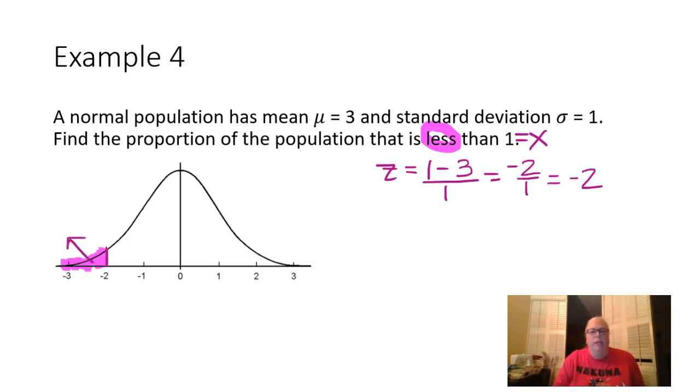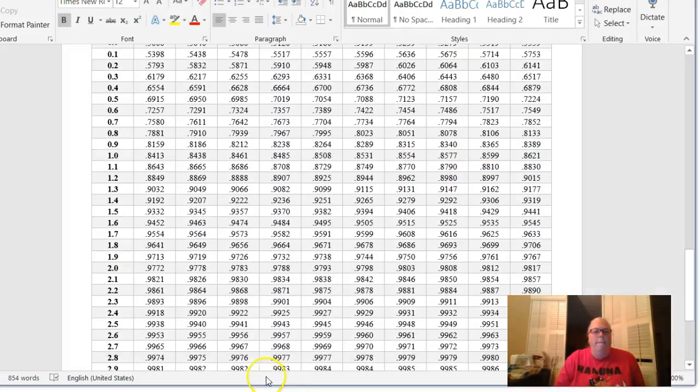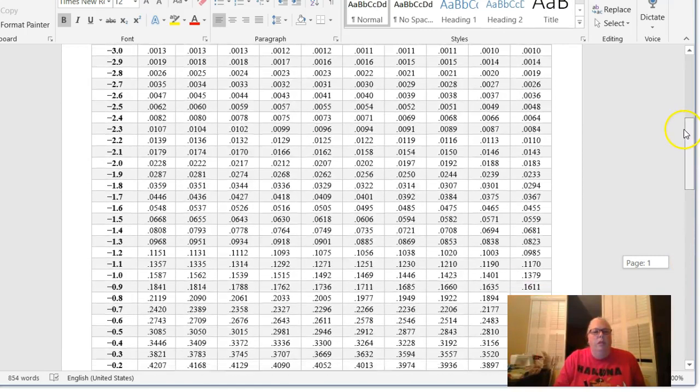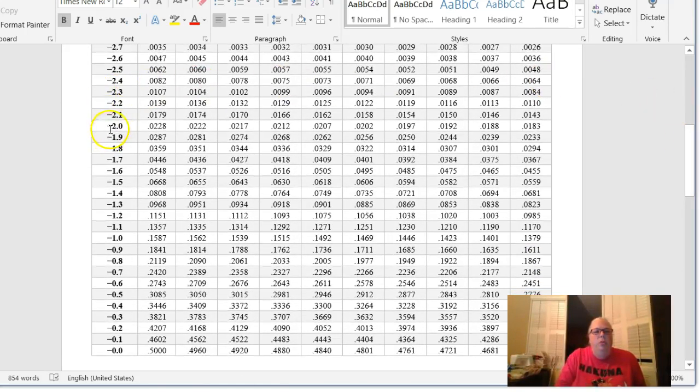So let's bring up table A2. We wanted the negatives, so that's going to be up here. Negative 2.00 right here. So 0.0228.